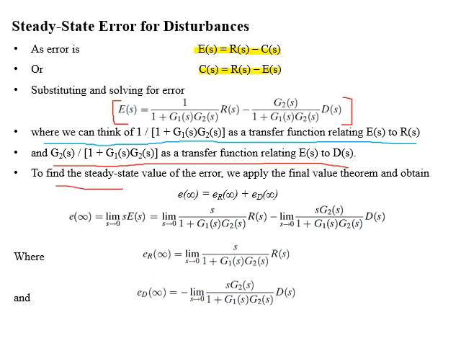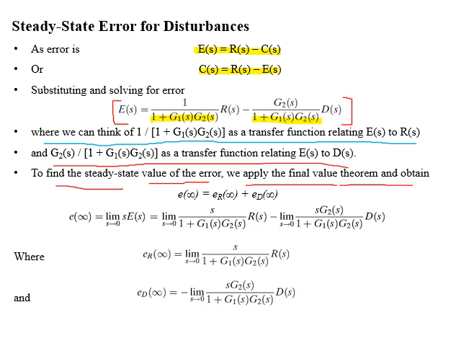Now to find steady state error, we must apply the final value theorem. And for this final value theorem, we must assume that poles of the characteristic equation 1 plus G1(s) times G2(s) must lie in the left half plane, which means that our system is a stable system.